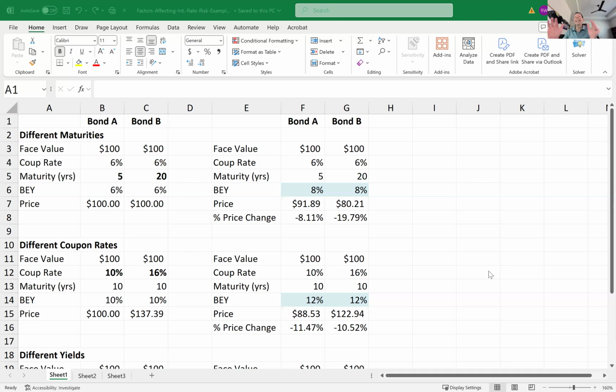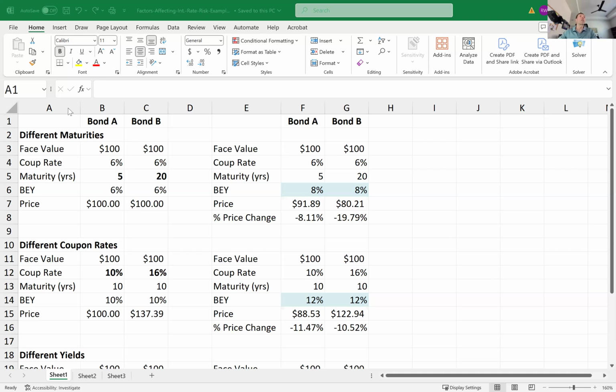Well, there are three attributes of a bond that will influence that interest rate risk, and that is the bond's maturity, the bond's coupon rate, and the bond's yield. So we want to show how the bond's maturity affects its interest rate risk, how its coupon rate affects its interest rate risk, and how the bond's yield or yield to maturity affects its interest rate risk.